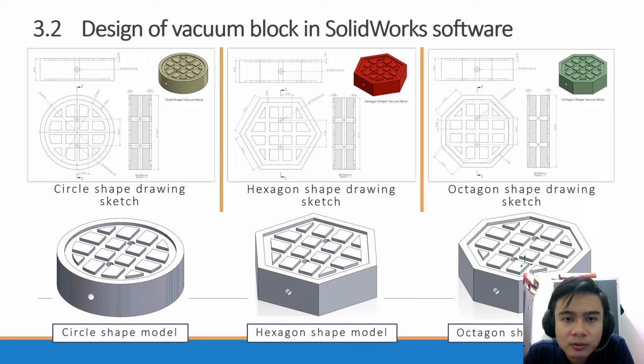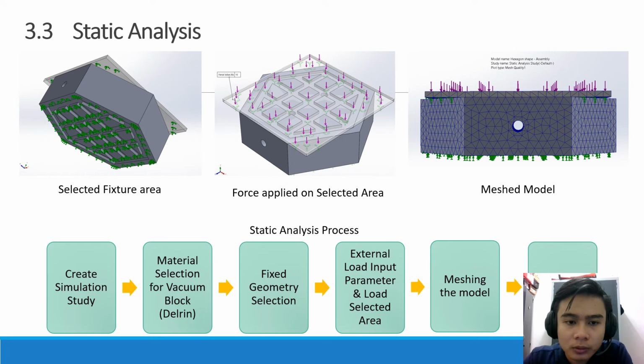This is my design of new vacuum blocks in SolidWorks software. This is the output result of the sketch drawing and 3D shape model of the three new vacuum blocks. Some fixed parameters have to be kept in reference to the previous vacuum block: the thickness, number of holes, and volume of suction of air. After completing the design of the new shapes of vacuum blocks, I will then continue on the static analysis.